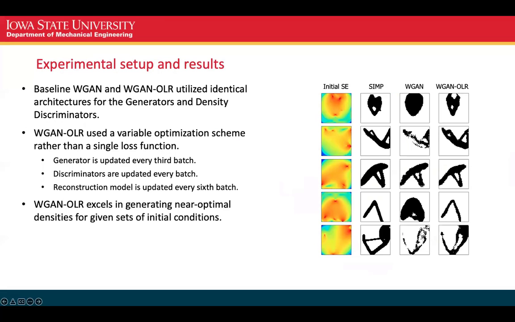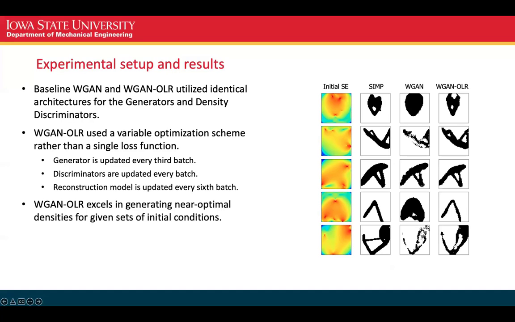In our experiments, we compare the proposed framework with the traditional Wasserstein generative adversarial network as a baseline and assess the performance of our model qualitatively by how well it satisfies the initial load and boundary conditions depicted by the initial strain energy maps. The WGAN with optimized latent representations is able to generate near optimal densities and often outperforms a baseline WGAN in terms of generating fine and coherent features.